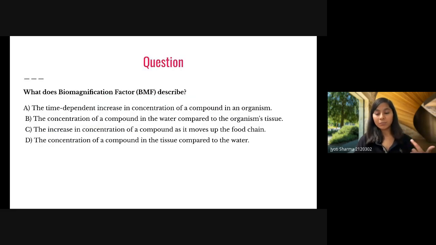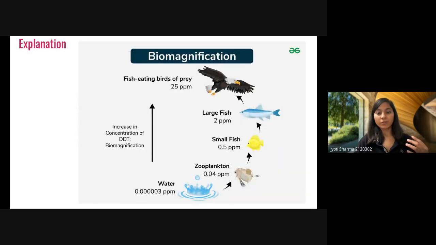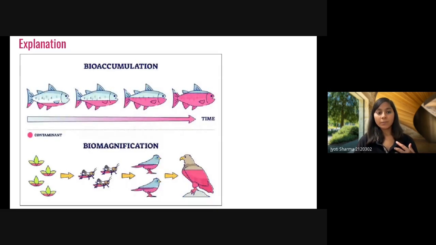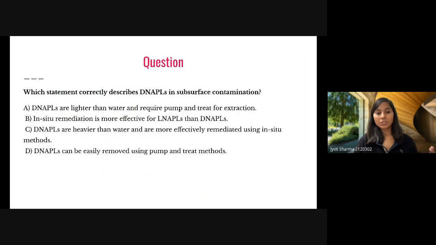Another important terminology is the biomagnification factor. This is how the concentration increases with increasing trophic level. Just see here: in small fish we have a small concentration, but in large fish and fish-eating birds we have a large concentration. So this is how we can differentiate these.